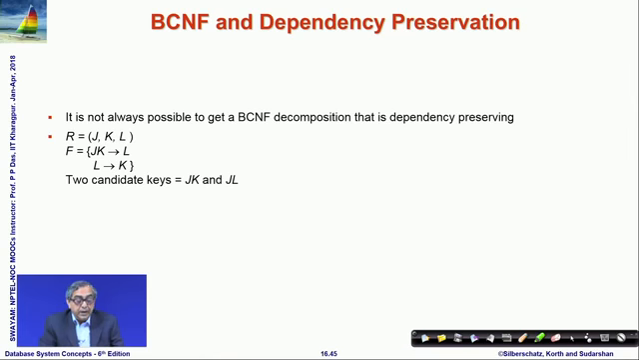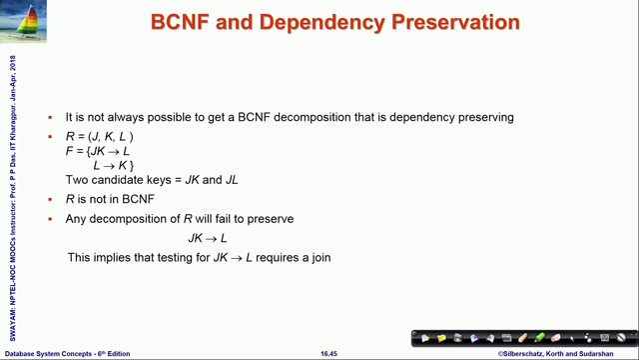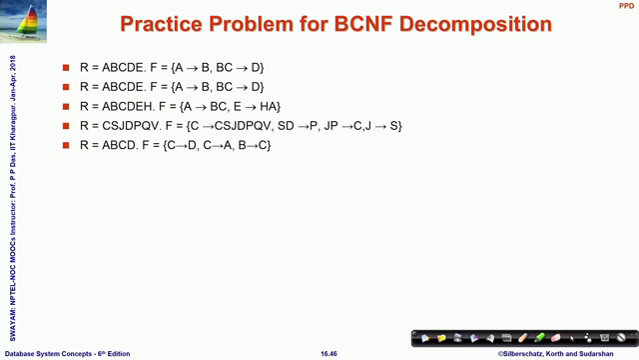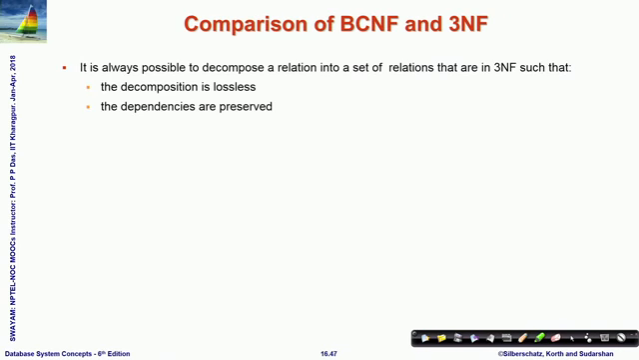Here is an example which we saw a little earlier, and there are two candidate keys. R is not in BCNF, you can clearly see, and any decomposition will fail to preserve JK determining L, and that will require a join. So, this will not preserve the dependencies in the decomposition. Again, I have given a set of practice problems here which you should try to get confident with Boyce-Codd normal form normalization.